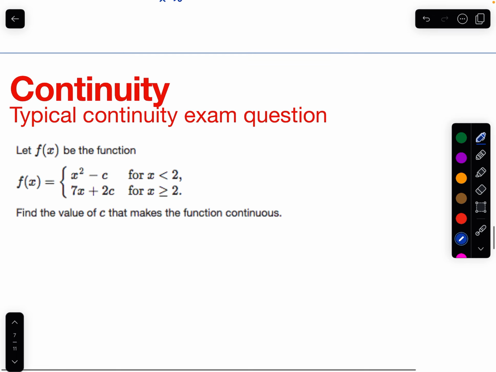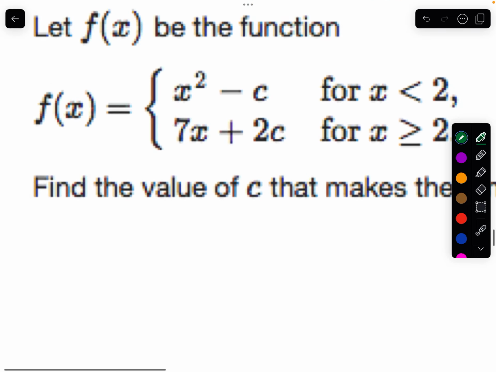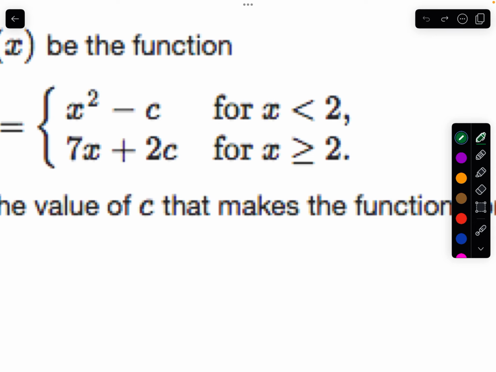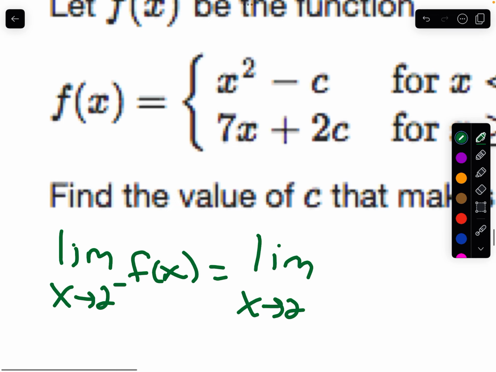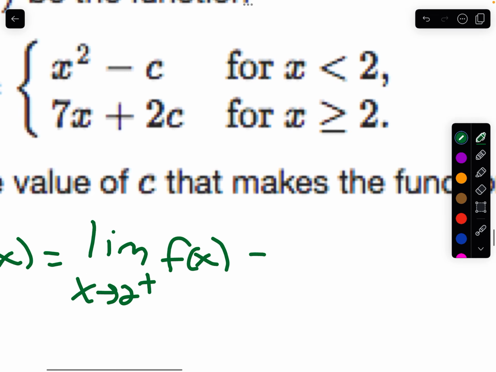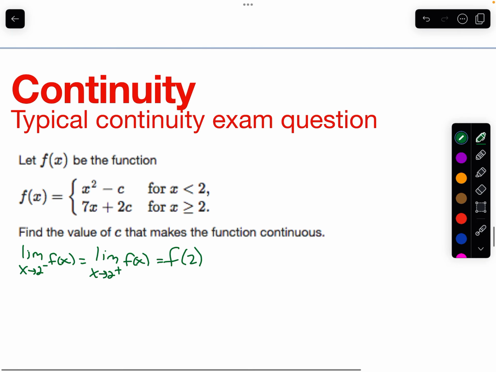A typical type of AP-style question is like this one here, where you have a piecewise function. You need to find the value of some constant that will make the function continuous. Let's think about what needs to happen for that to be true. For f of x to be continuous at x equals 2, which is where the domain splits here, we need the one-sided limits at 2 to be equal. And then we also need those to be equal to whatever f of 2 is. And again, that'll end up being somewhat trivial because there's only two pieces here. Technically, that's what we need to have happen.